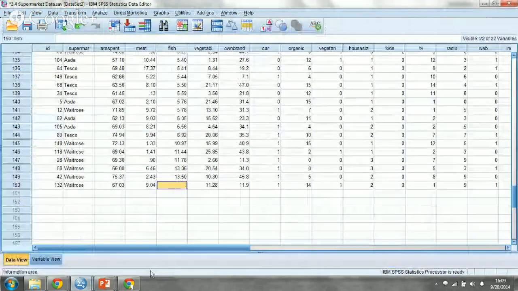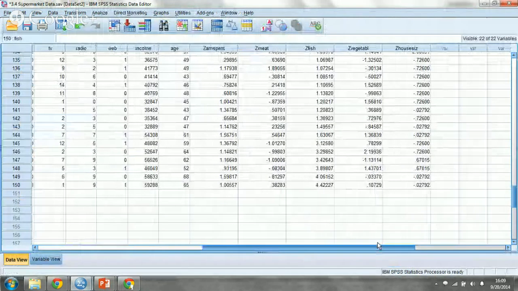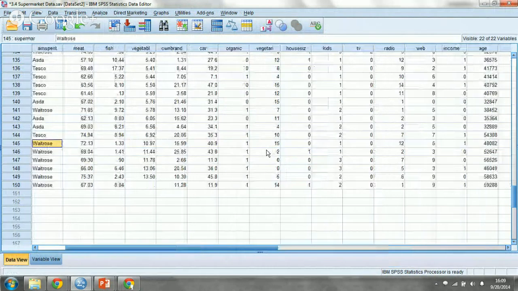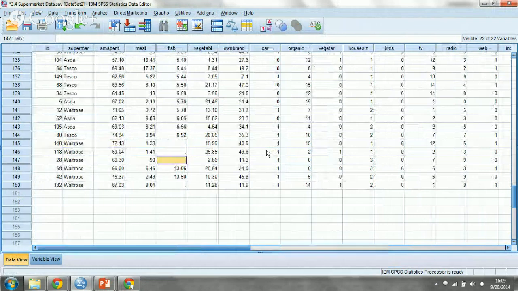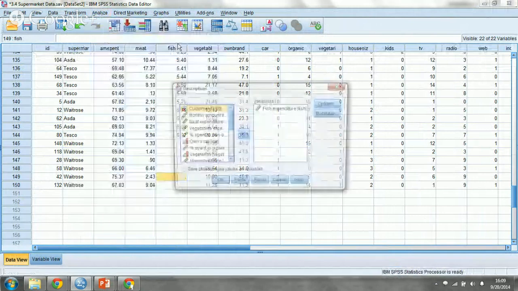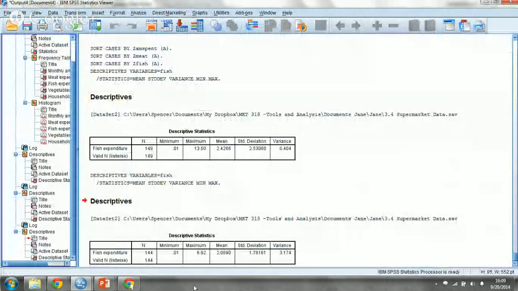But I do have more people here whose z-scores were high. This person's was over 3, this person, this person, this person, this person, and this person. Let me get all of these that are over 3 out of the fish. I'm going to delete, delete, delete, delete, delete, and I'm going to rerun my mean. Descriptive statistics, descriptives, and now let's look at the mean. Now you can see that the mean went from $2.43 to $2.09. And the standard deviation is much lower, too. And the maximum is much lower, too.